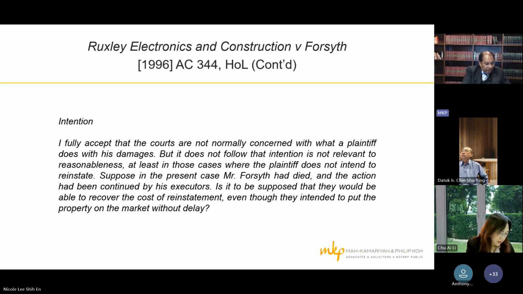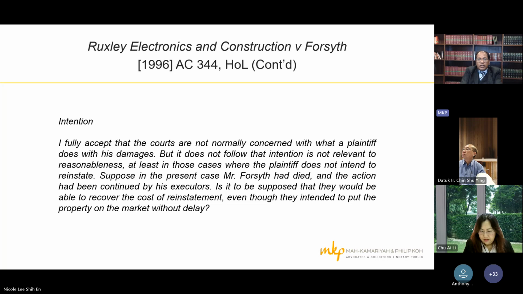And this is again from the leading judgment of Lord Lloyd. I fully accept that the courts are not normally concerned with what a plaintiff does with his damages, but it does not follow that intention is not relevant to reasonableness, at least in the cases where the plaintiff does not intend to reinstate. Suppose that in the present case, Mr. Forsyth died and the action had been continued by his executors. Is it to be supposed that they would be able to recover the cost of reinstatement, even though they intended to put the property on the market without delay? So we can see that intention, at least to the House of Lords, was not a matter of complete irrelevance.